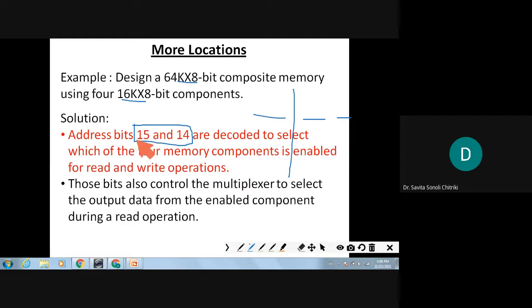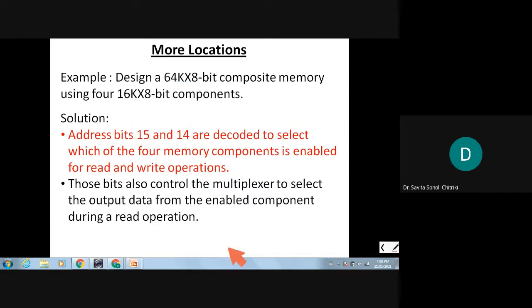So that's why address bits 14 and 15 are decoded to select which of the 4 memory components is enabled to read or write the operations. And those same bits are used to control the multiplexer to select at the output data also. The same type of multiplexer on the output side is used to select from the enabled component during the read operation, right? So that's how you are doing the composite memory.